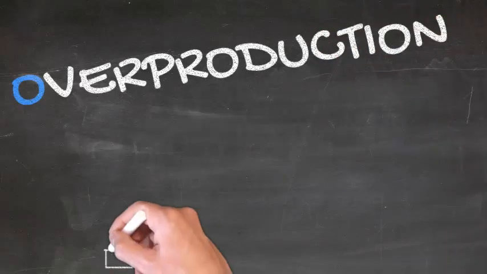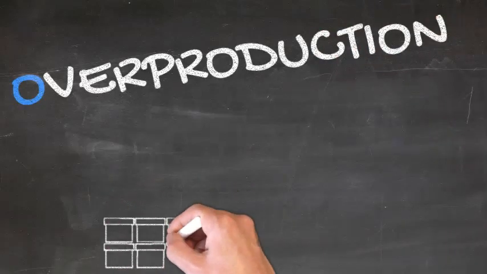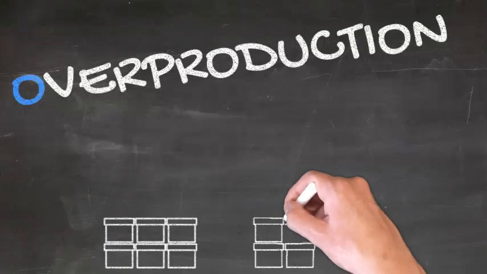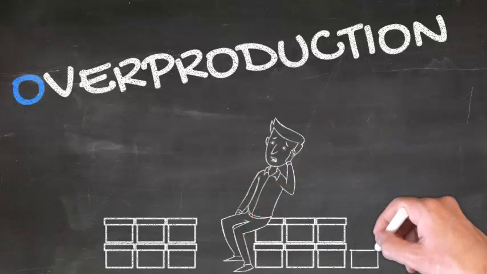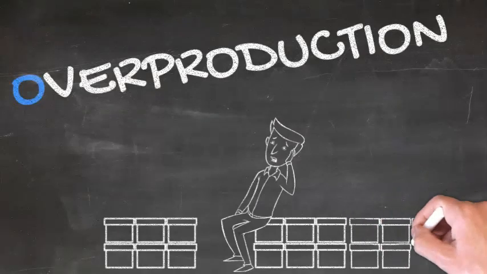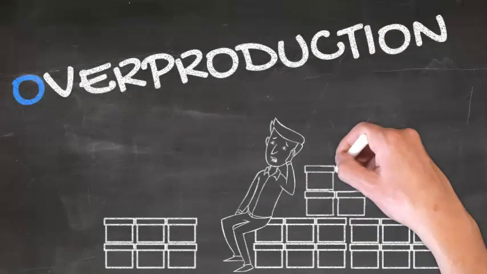Next we have O. O is for overproduction. Whenever we produce more items or services than is needed, we are wasting company resources which could be used for other projects. This can be identified by excessive work in process between work centers.